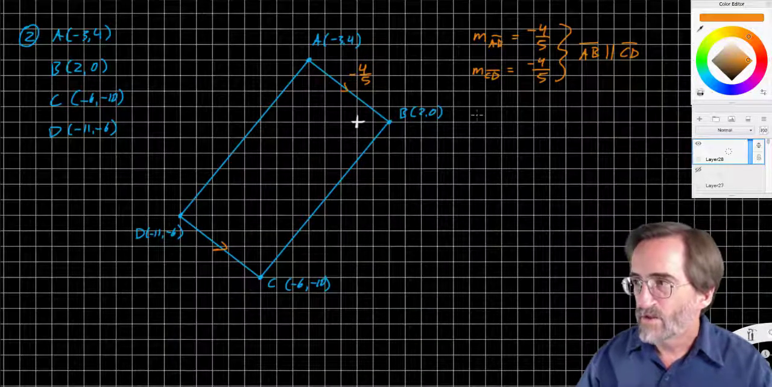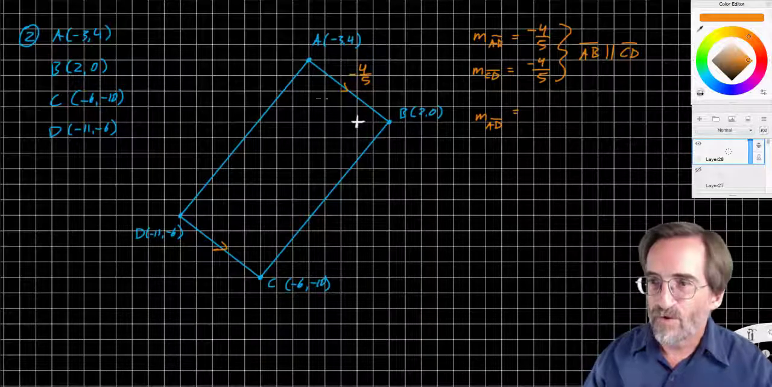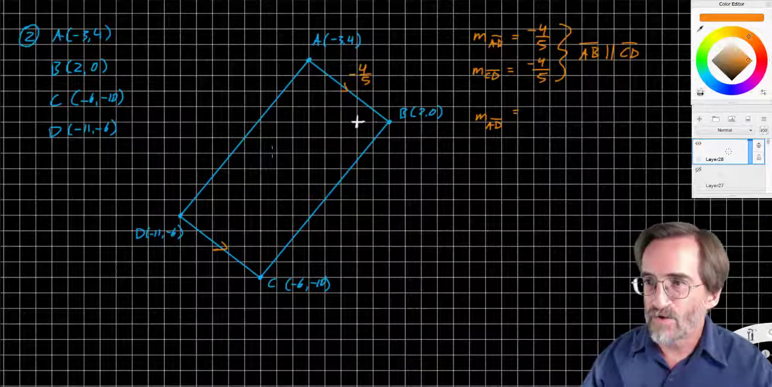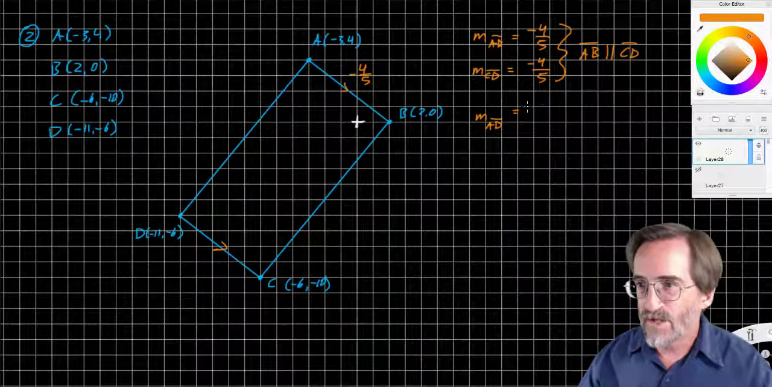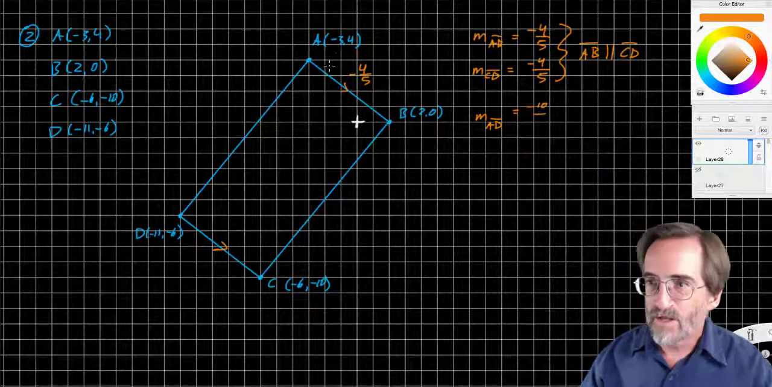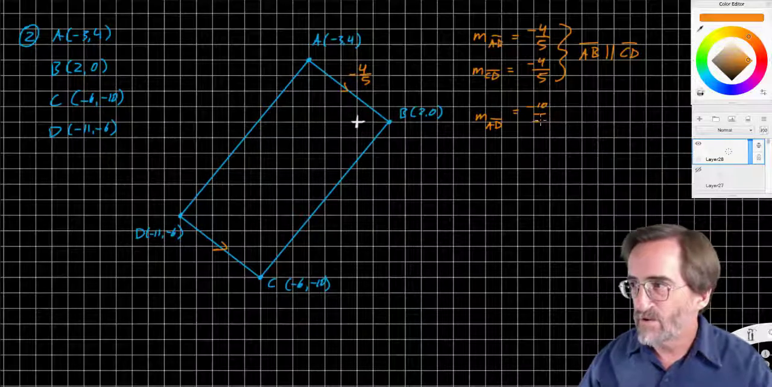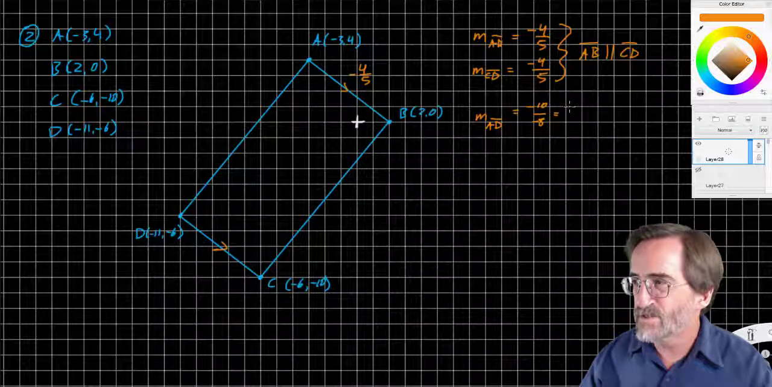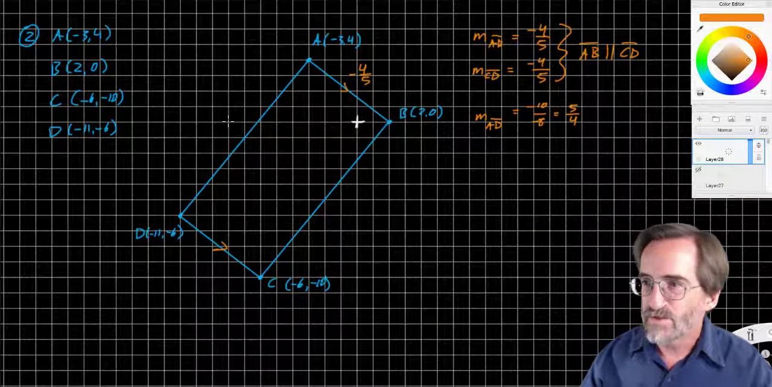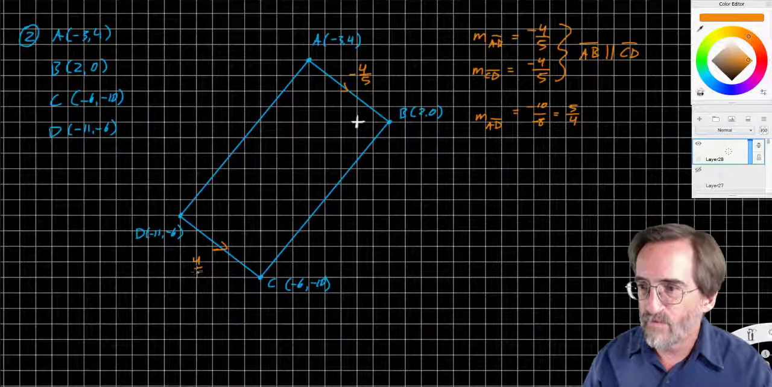Okay, let's find the other slopes. The slope of AD. So 4 to -6, change in y, is down 10. -3 to -11 is down 8. Negative over negative is positive, and let's reduce 10/8 by 2, and that reduces to 5/4. So the slope here is -4/5, and the slope here is 5/4.